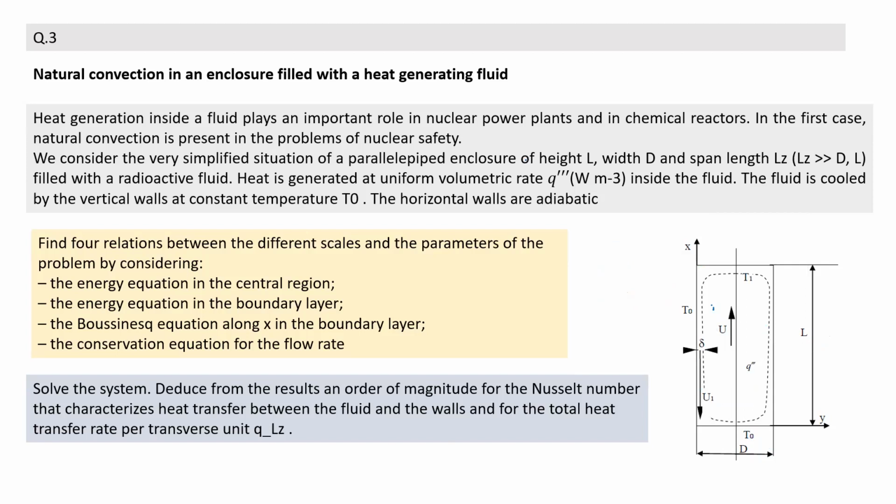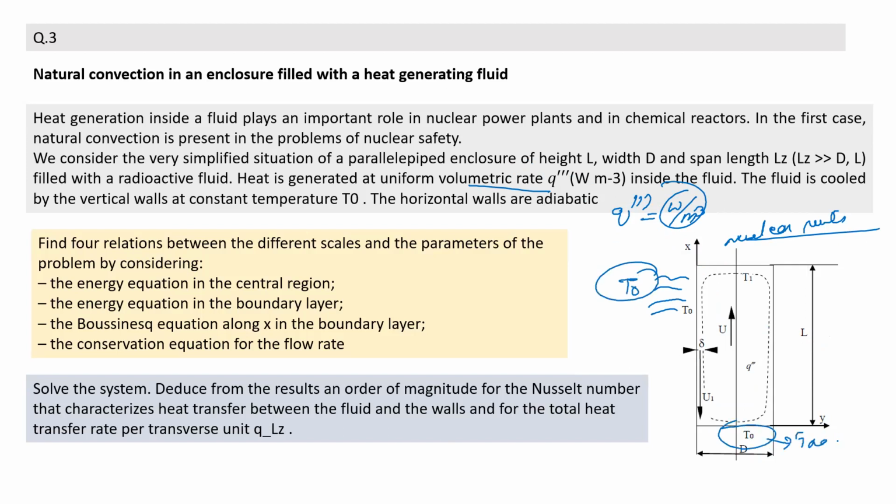And heat is generated at a uniform volumetric rate. So this is Q triple prime. This is actually per meter cube of the fluid. And the fluid is constantly cooled by the vertical walls. In nuclear reactors and all, the fluid will be cooled by the vertical walls at constant temperature T0. Horizontal walls are adiabatic.